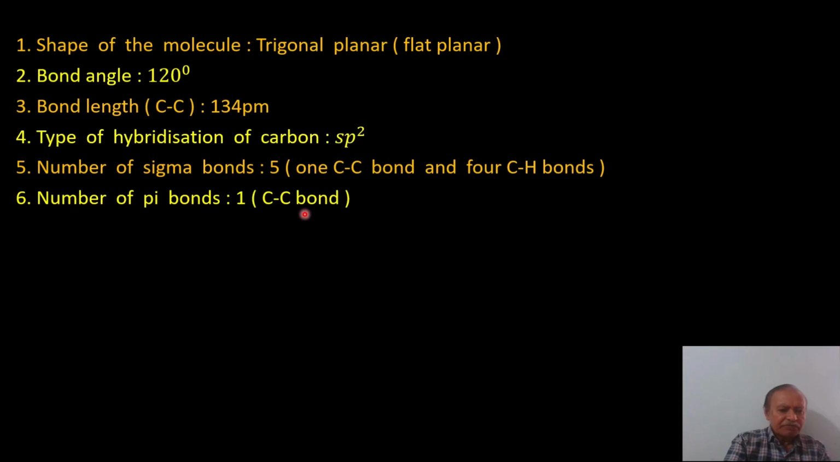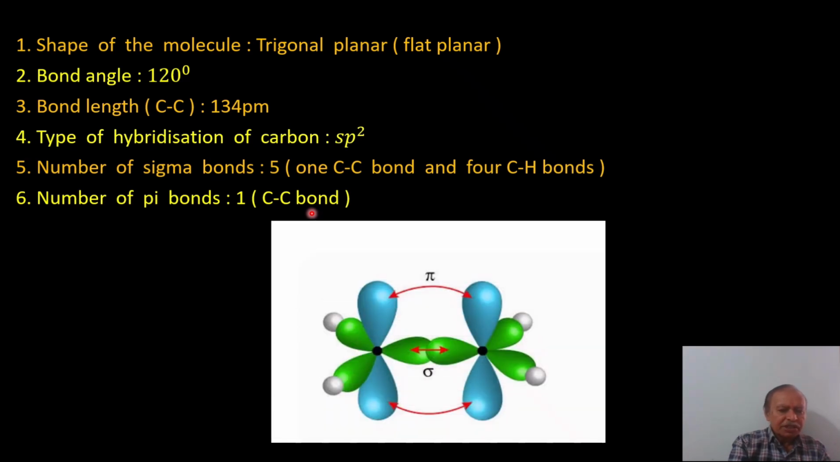You can see the picture of the ethene molecule here. These are the 2 p orbitals that are perpendicular to the plane of the 3 sp2 hybrid orbitals, and they are parallel to each other. So they overlap sideways to form the pi bond, and these sp2 hybrid orbitals overlap along the axis to form the sigma bond. This is the sigma bond between 2 carbon atoms, and this is the pi bond between 2 carbon atoms. So the double bond between the carbon atoms is formed in this way.